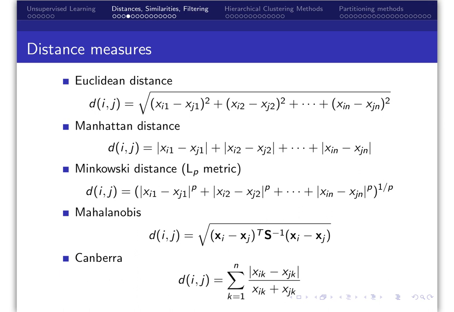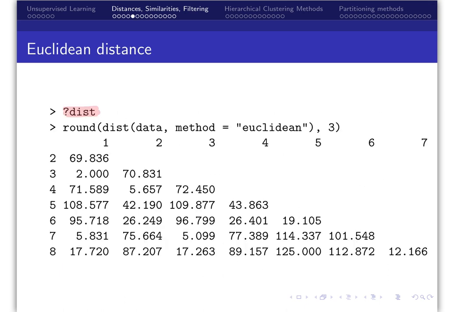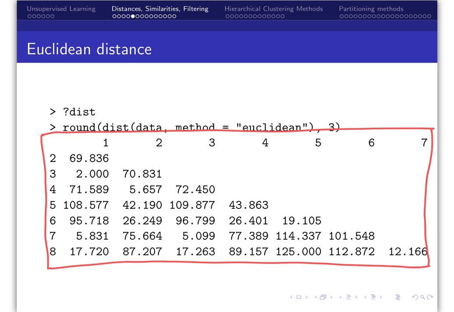Other distances include Mahalanobis distance, which is given by this equation, and Canberra distance. The dist function computes and returns the distance matrix computed using the specified distance measure to compute distances between rows of a data matrix. Methods available include Euclidean distance. Here you can see the distance between all pairs of observations. For example, the Euclidean distance between observations 1 and 2 is 69.836. The Euclidean distance between observations 1 and 3 is 2, while the distance between observations 4 and 6 is 26.401.